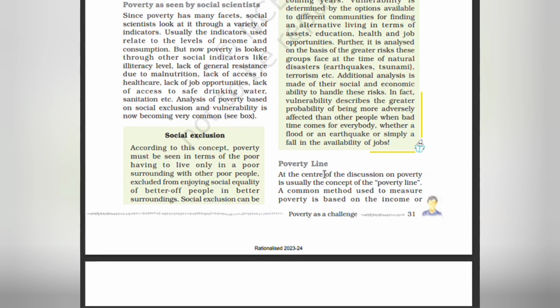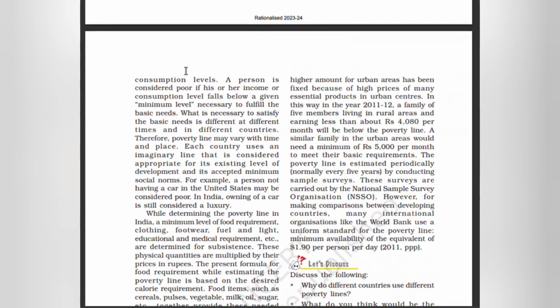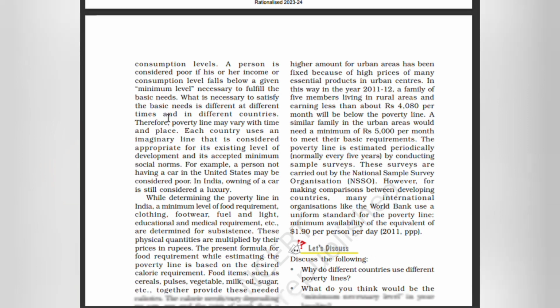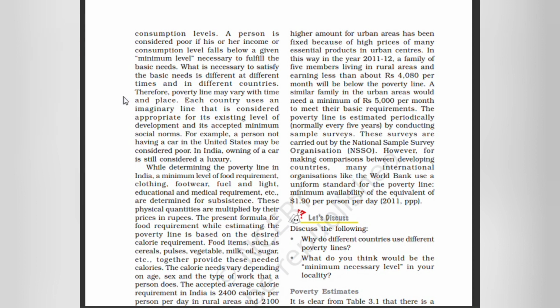Poverty line. At the center of the discussion on poverty is usually the concept of the poverty line. A common method used to measure poverty is based on the income or consumption levels. A person is considered poor if his or her income or consumption level falls below a given minimum level necessary to fulfill the basic needs. What is necessary to satisfy the basic need is different at different times and in different countries. Therefore, the poverty line may vary with time and place.